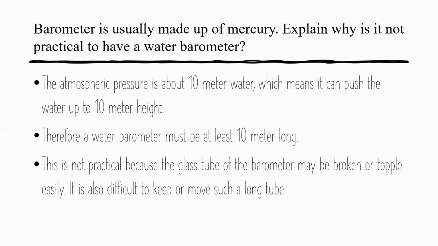This is a common question. Why do we use a mercury barometer but not a water barometer? This is because the atmospheric pressure is about 10 meters of water. This means we need to prepare at least a 10 meter long glass tube for a water barometer. This is not practical because the glass tube may break, and this long glass tube is too difficult to keep and move.